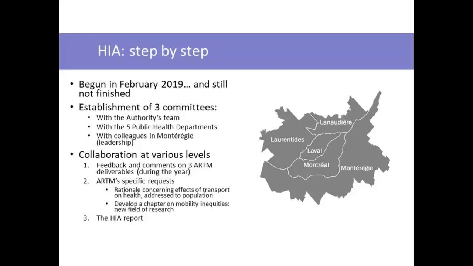Besides, during the writing of the HIA report, we had the opportunity to collaborate at several points during the year. The authority asked us to provide feedback on 3 different preliminary versions of the transit plan. Also, they asked us to develop a rationale addressed to the population regarding the effects of transportation on health. And we developed, in collaboration with them, a perspective on mobility inequities for disadvantaged populations, a new field of research for us.